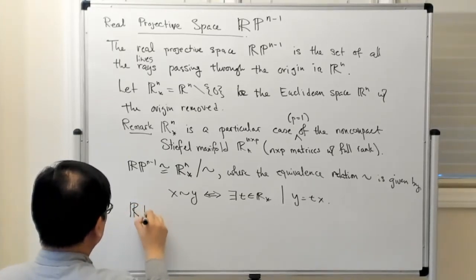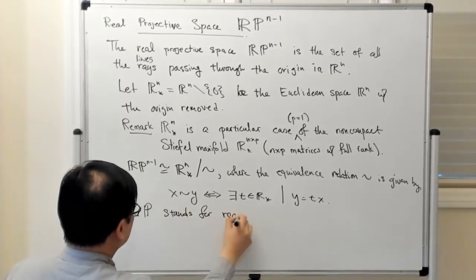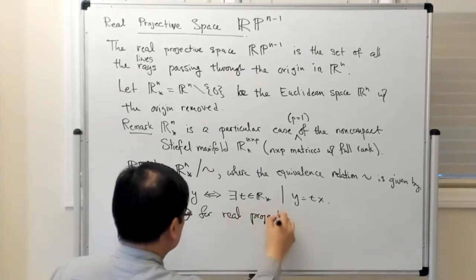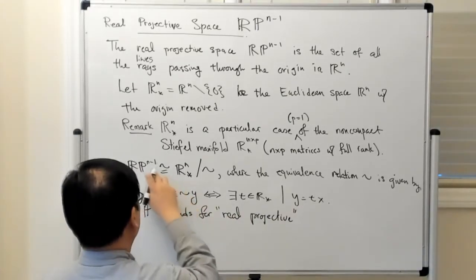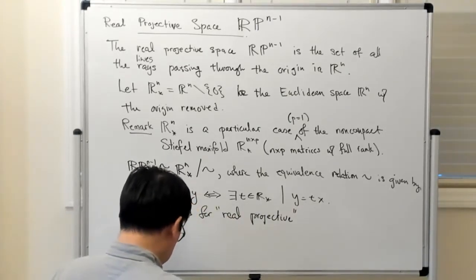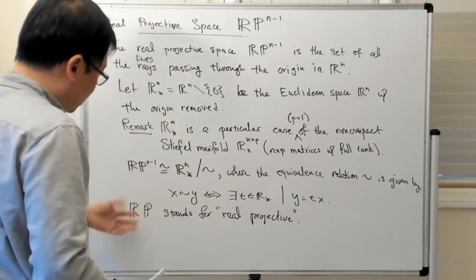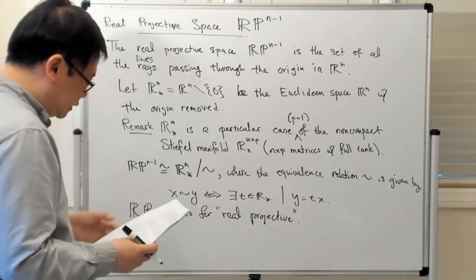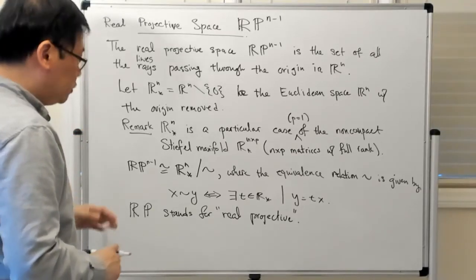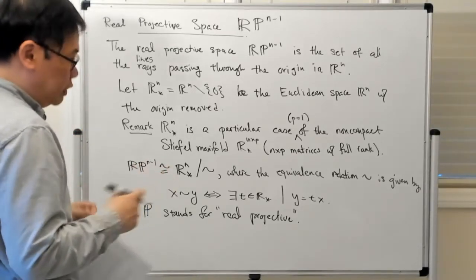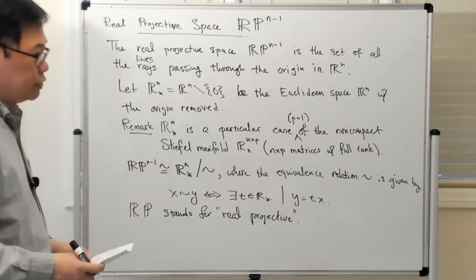RP again stands for real projective, and the superscript obviously is the dimension of the space. And you can define this for more general spaces. You can also obviously have the complex projective spaces and so on. So this is one particular example of a quotient manifold which we'll be looking at, and there'll be another one, which is the Grassmannian, which we'll also consider in a little bit.